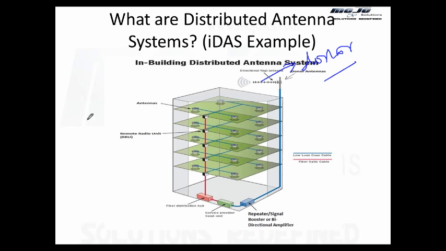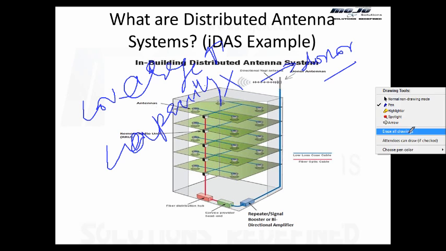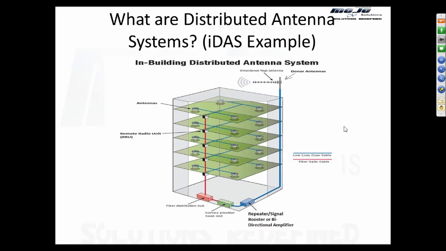So coverage is improved, but capacity is not improved in this case, unless you install an RBS. Then both capacity and coverage will be improved, if you install an RBS over here.